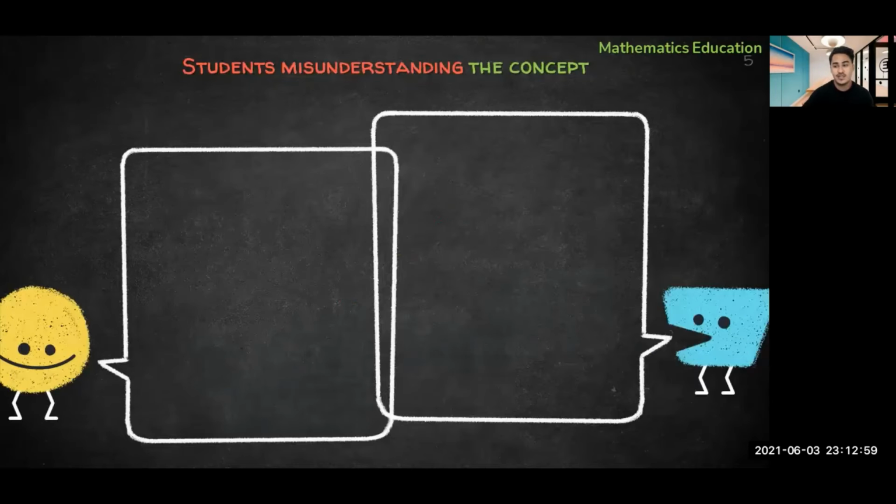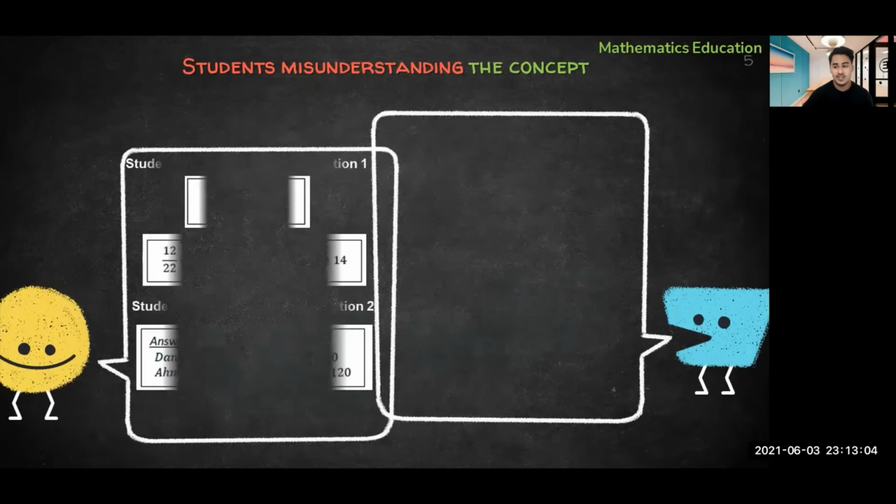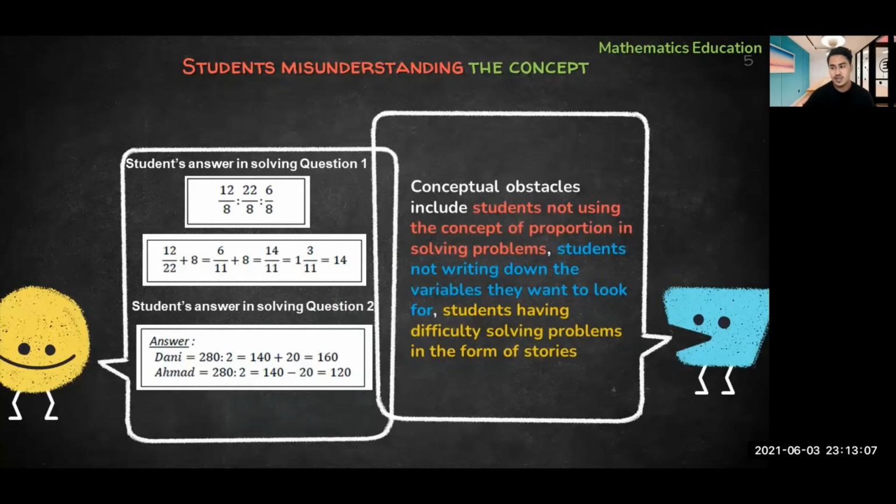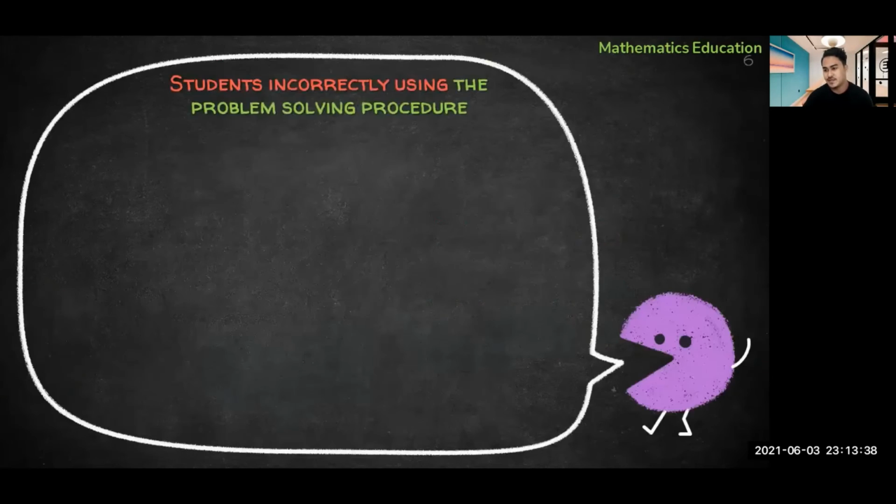And the first factor of epistemological obstacle that we found in this research is the conceptual obstacle. In this slide, we can see some examples from students. Students not using the concept of proportion in solving the problem, students not writing down the variables that they want to look for, and the third indicator, students having difficulty solving problems in the form of stories.